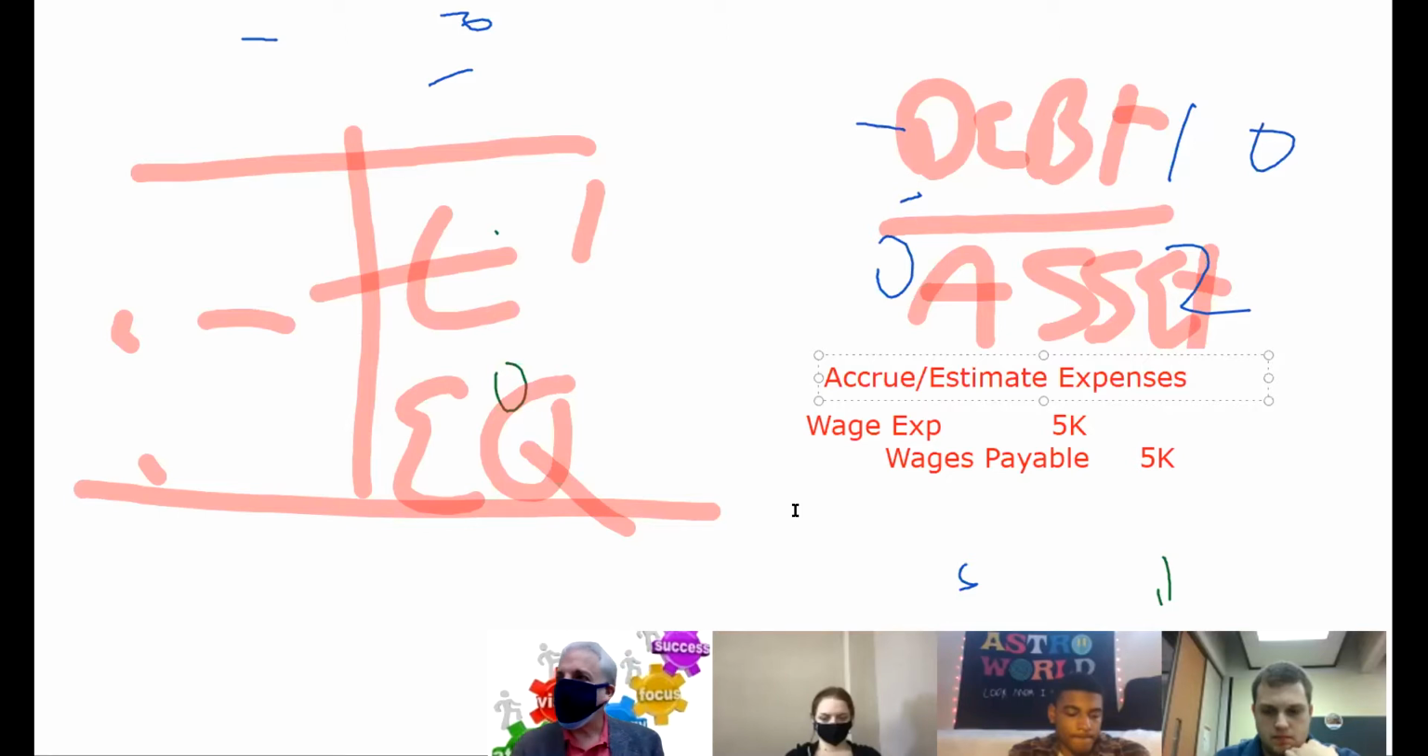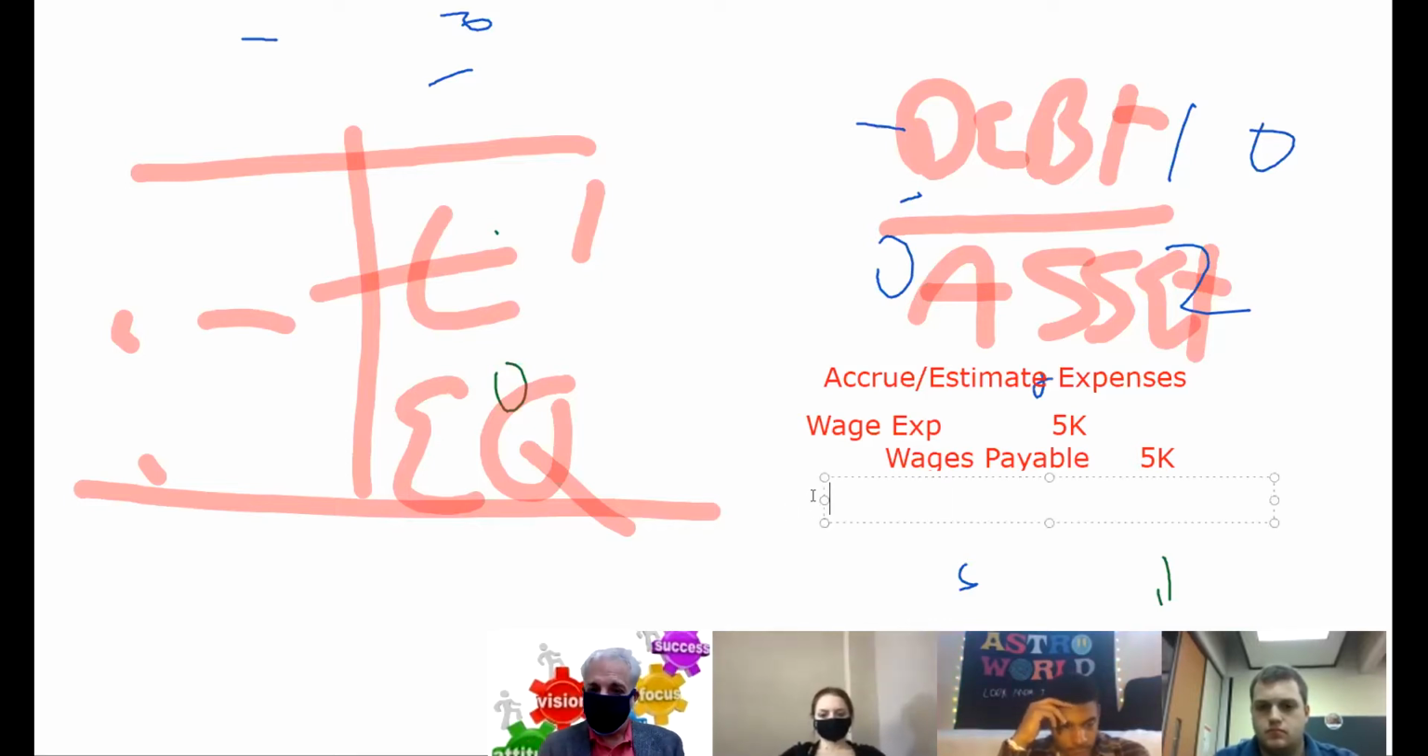We might have taken out a note on December 1st, a 90-day note. Well, December, January, end of February, you have to pay the note plus interest. Nobody's sending us a bill for that interest. But we're going to have to accrue our interest. So we're going to estimate or accrue interest expense. We're going to have something called interest payable. Maybe that's $6,000.